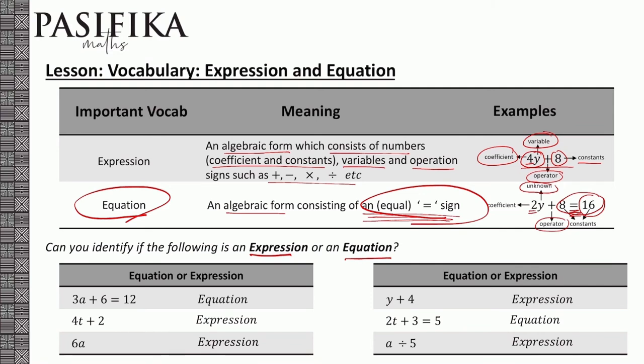Now, just to recap, an expression is an algebraic form which consists of numbers, coefficients and constants, variables, and operations such as these. And an equation has all the above plus an equal sign. The little trick that I tend to use is I will look at the problem and see if there's an equal sign in it. And if there is an equal sign, it will be an equation. And if not, it will be an expression.